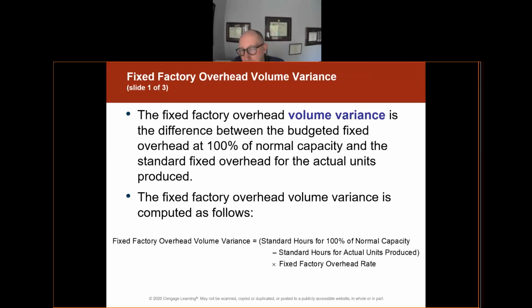So we looked at it from the cost perspective. Now we've got to look at it from a volume perspective. So at 100% rate for volume, we need to look at the volume variance. To find the volume variance, we take the 100% rate, a normal capacity, minus the standard hours for actual units, times the fixed factory overhead rate.